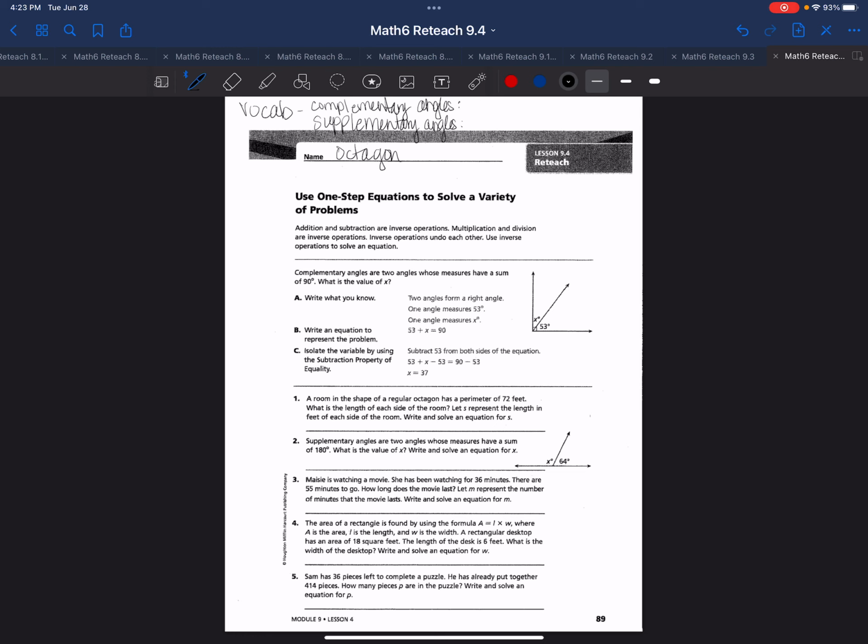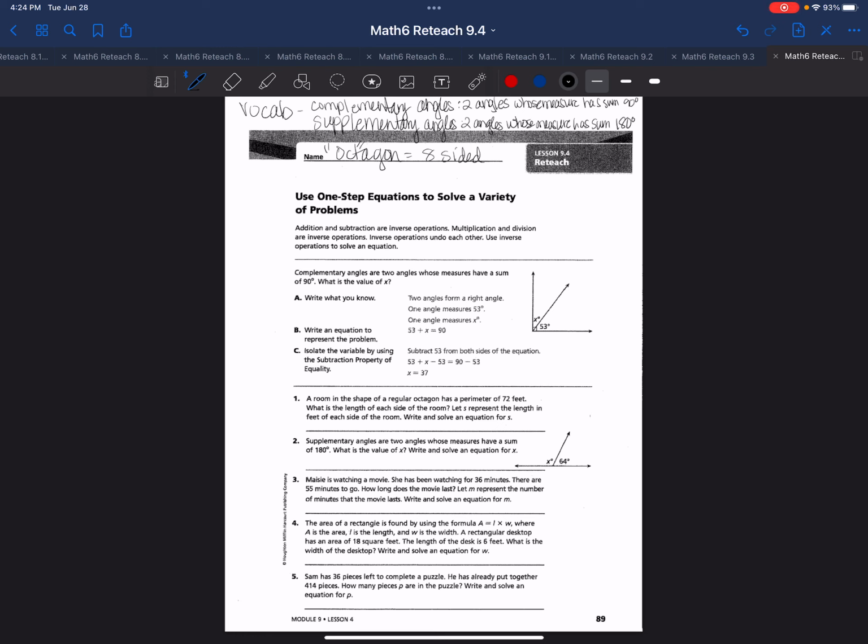So complementary angles are 2 angles whose measures have the sum of 90, which is a right angle. And supplementary is 2 angles whose measures have the sum of 180, which is a straight line. And then octagon, the prefix is octa, so we need to understand that's an 8-sided figure, like an octopus has 8 legs.